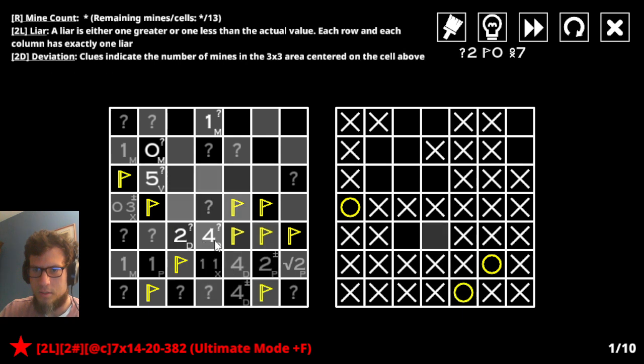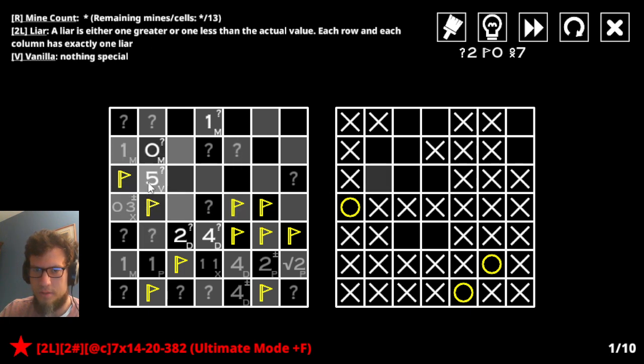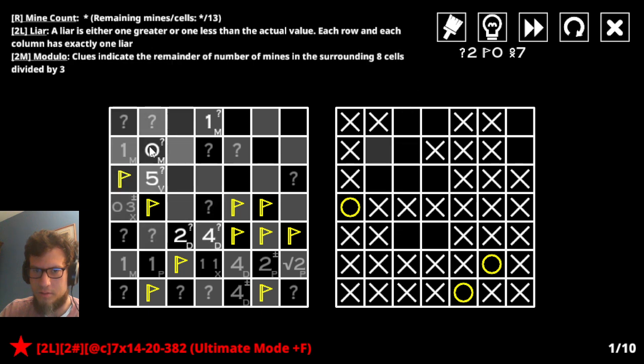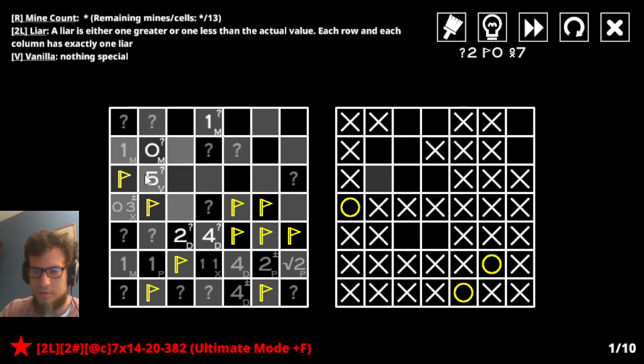Okay. Let's look over here, see if anything is going on. No, nothing's forced just yet. Okay, if this 5 is legit, then all these are mines. If this 0 is legit, then 2 out of these 3 have to be mines. If this 1 is legit, then 1 of these 3, okay. So it's possible for all of them to be legit.